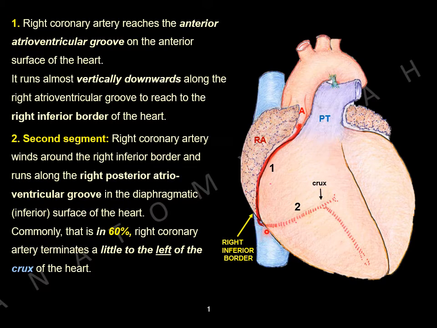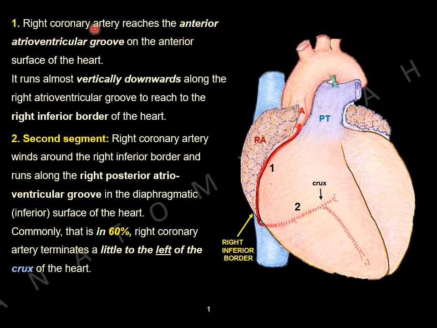This is posterior atrioventricular groove. This is posterior interventricular groove. This is the point where the crus is. Let's continue the right coronary artery.